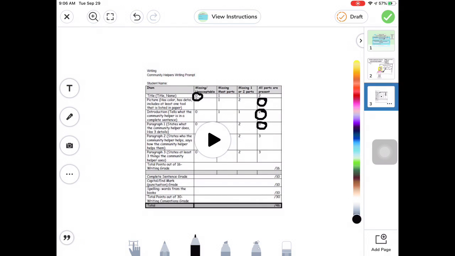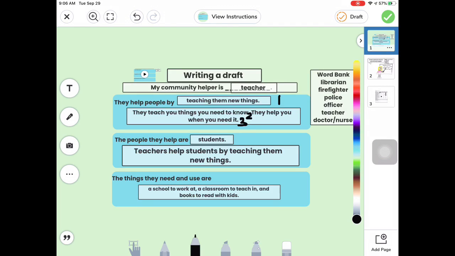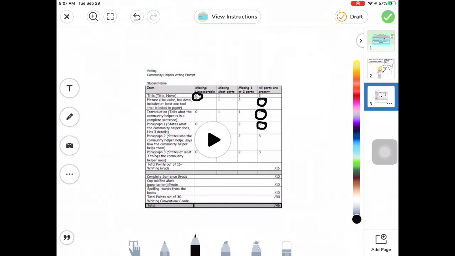Paragraph 2 states who the community helper helps and says how the community helper helps them. The people they help are students. Yes, I did that. Teachers help students by teaching them new things. Yes, so I can circle a 3 here.